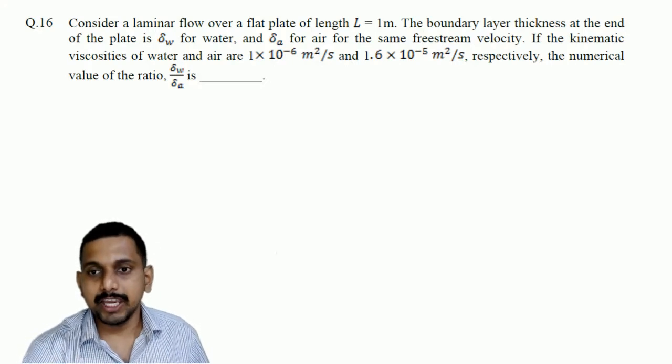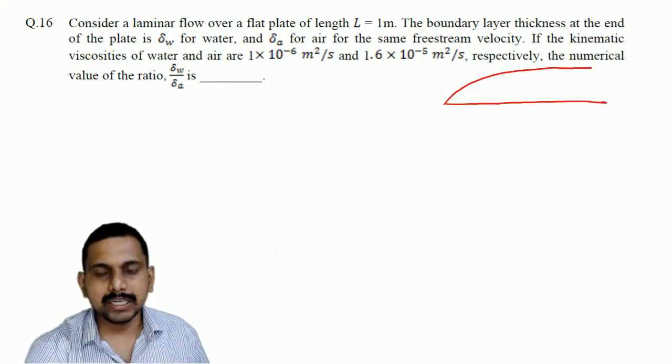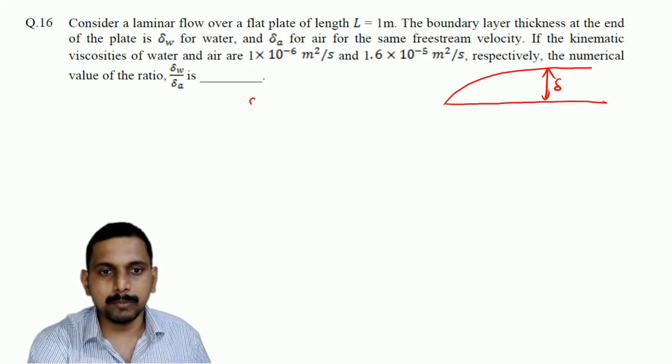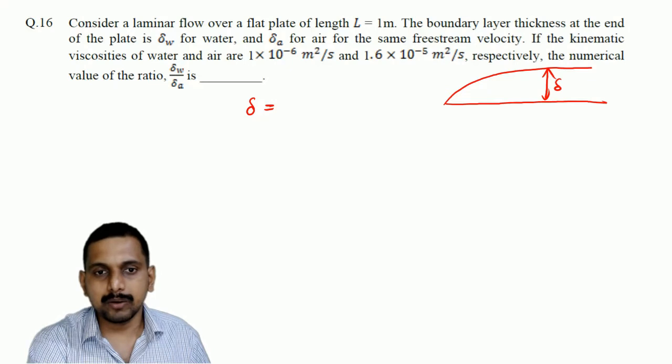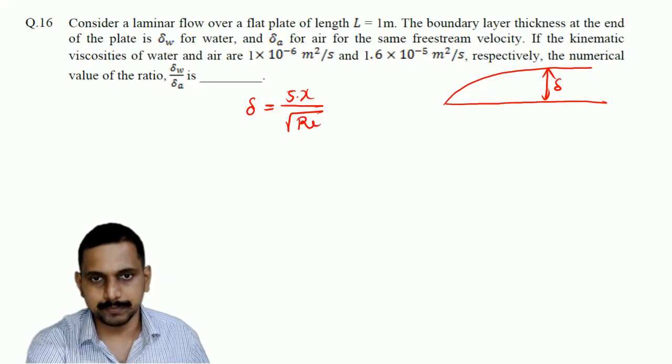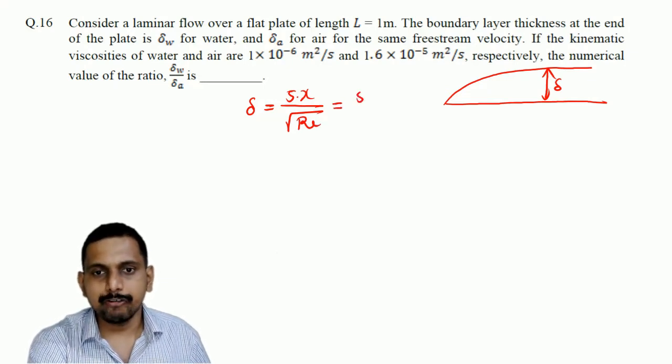Now the way it should be done is, when we say the boundary layer thickness, it can be given as equal to 5x divided by square root of Re. This is the Blasius solution. This can be written as 5x divided by square root of UL by nu. This means my delta is proportional to square root of nu.